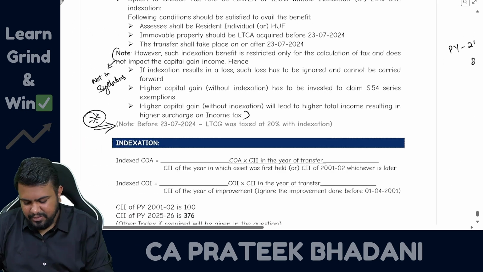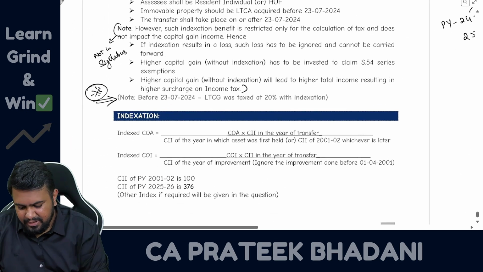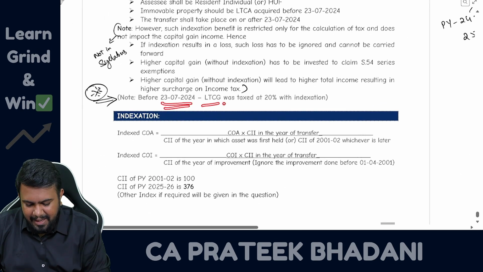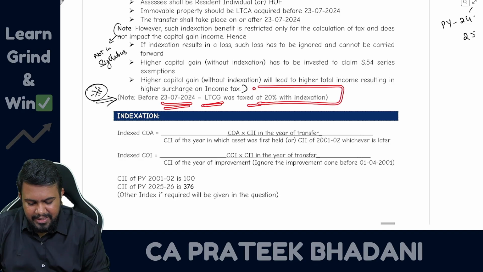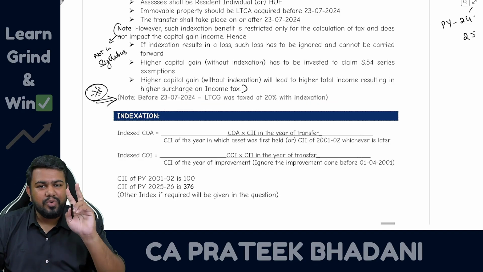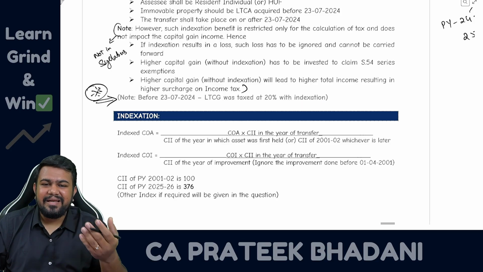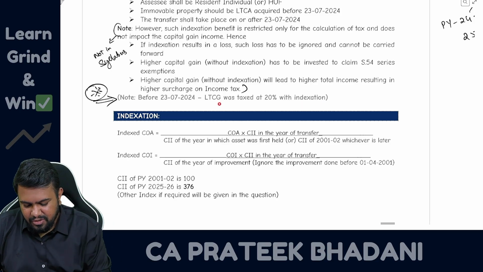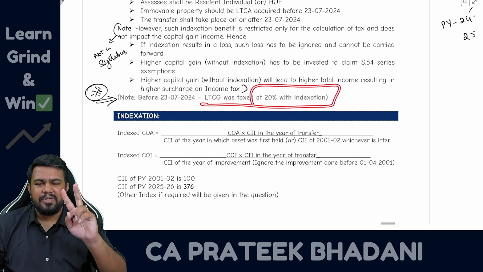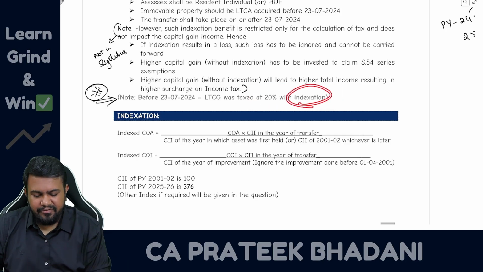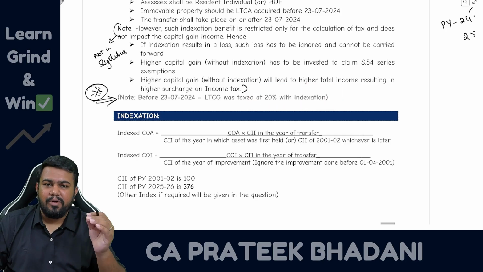Okay, wow. So firstly, before 23/7/2024, long-term capital gain was taxed at 20%. So the rate of tax was 20% with indexation. Sir, what is this indexation? New concept you are telling us. So long-term capital gain tax was 20%. So tax rate is 20% with indexation. Now let me tell you about indexation.